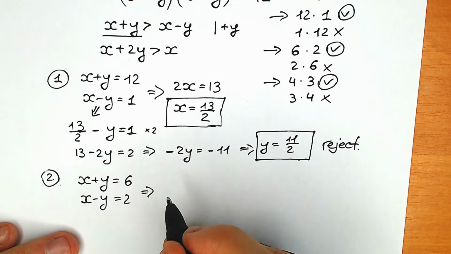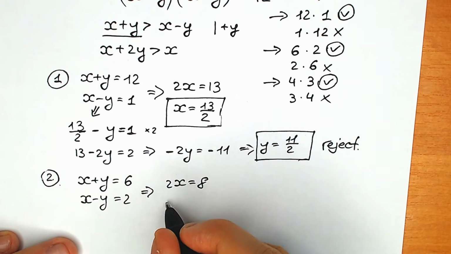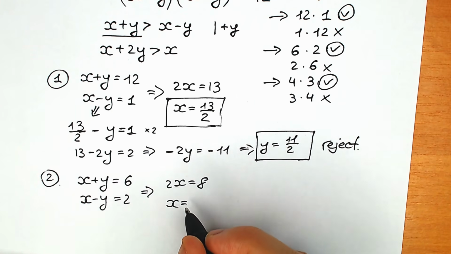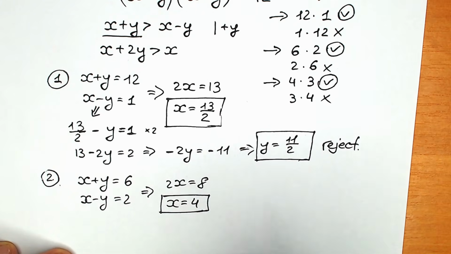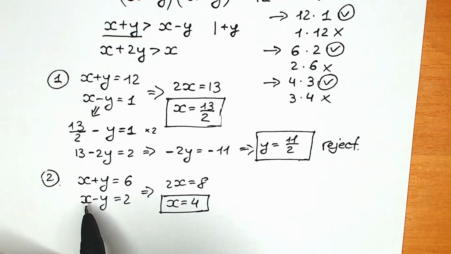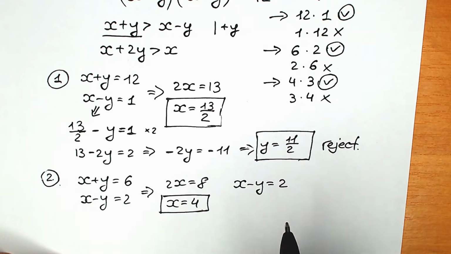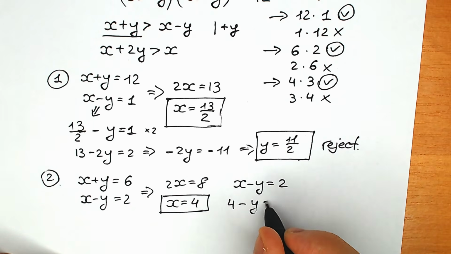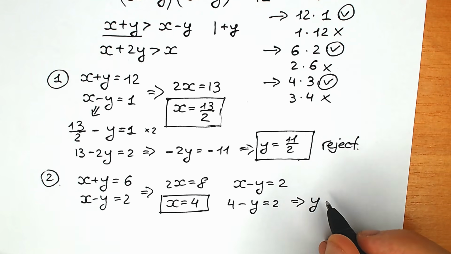So as a result, what do we have? We have 2x equal to 8, and from here x equal to 4. So it is great for us. This is our integer, but let's find our y real quick. Where can we find our y? Let's plug this into the second equation. So from here, x minus y equal to 2, but our x equal to 4. So we have 4 minus y equal to 2. And as a result, from here, our y is equal to 2.